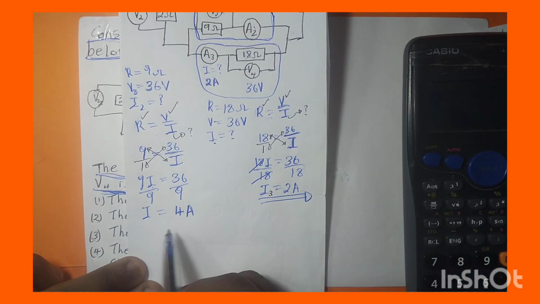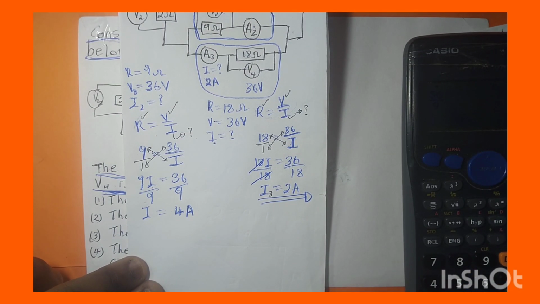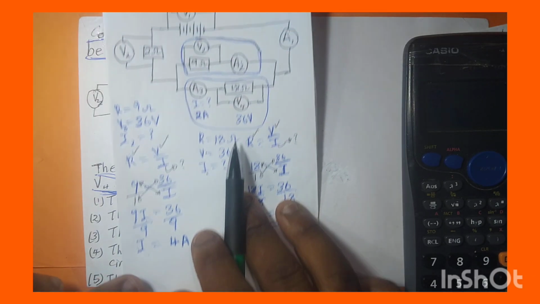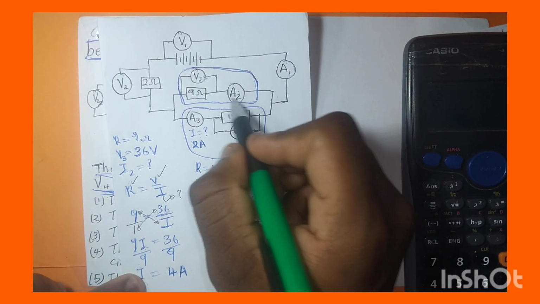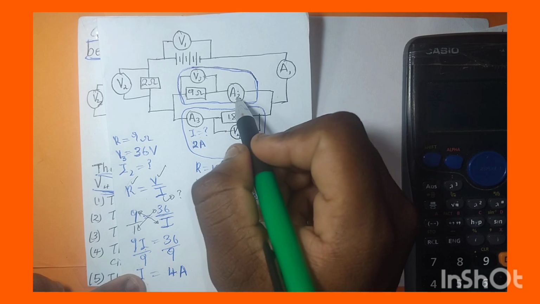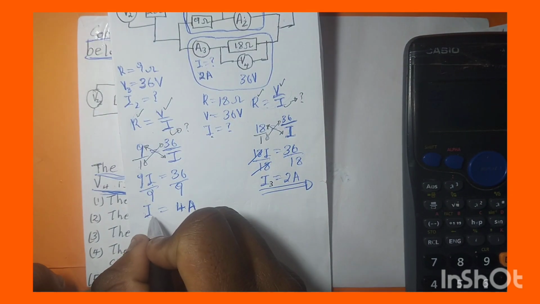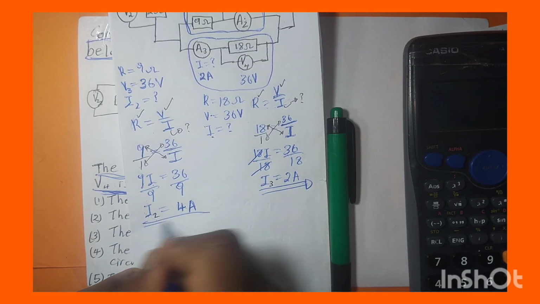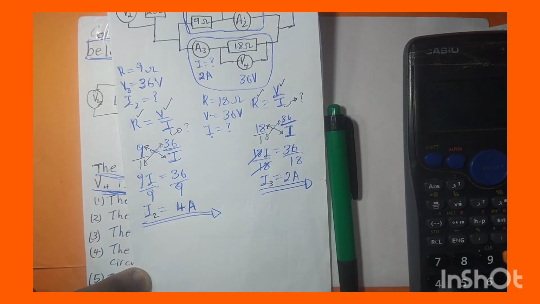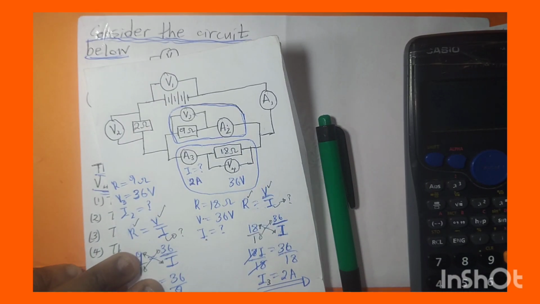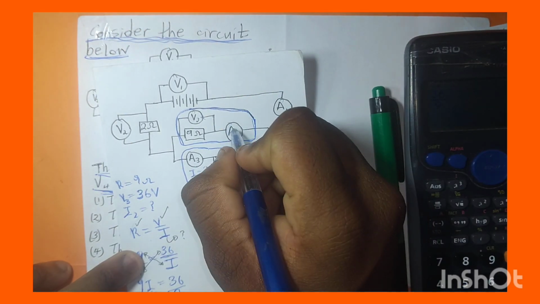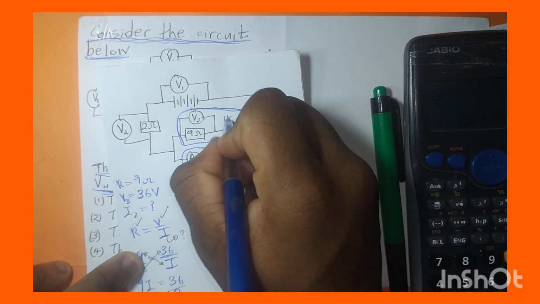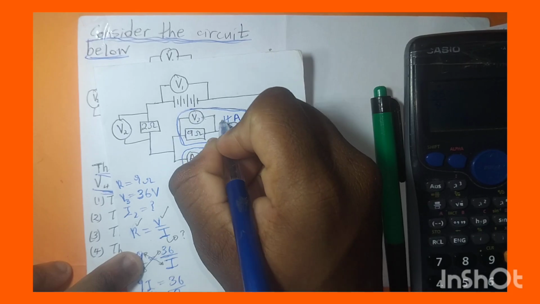But now you should indicate, guys, the resistor that you are calculating, the current that you are calculating. That current is the current which is passing through ammeter 2, meaning that it will be current 2. So simply, this current which is passing through this ammeter is 4 amperes.